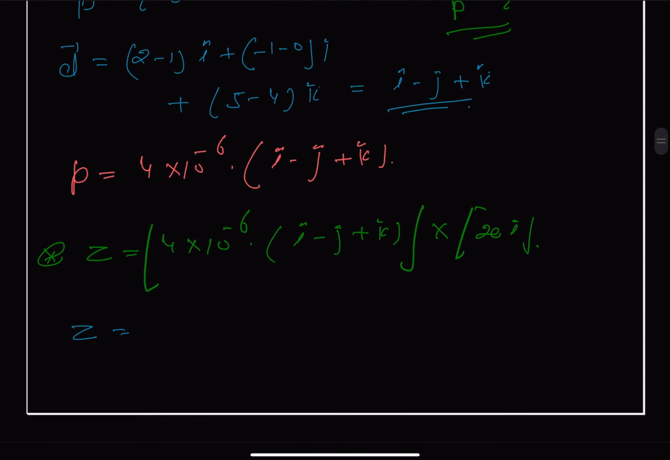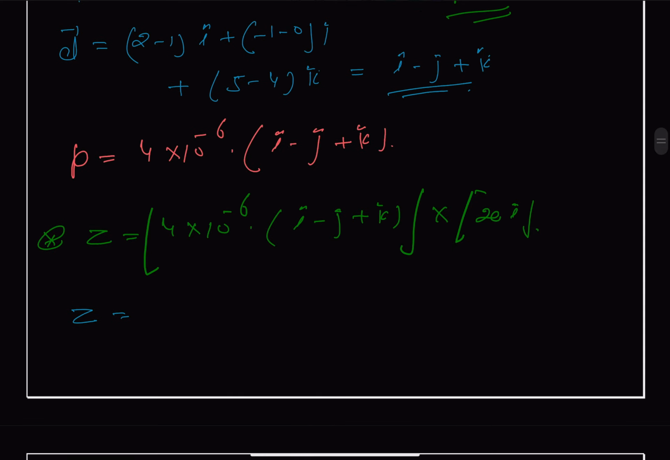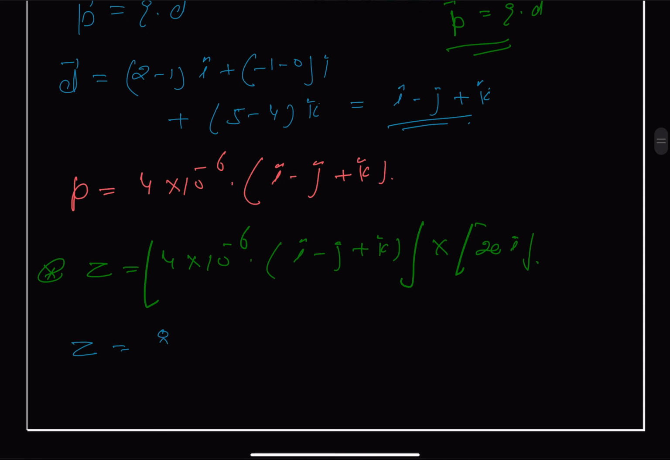And we get this as our 8 square root of alpha. Okay, so we get this as 8 into 10 raised to the power minus 5, and this is I cross I, which will be 0, and this will be our J, coming as positive, and plus K.